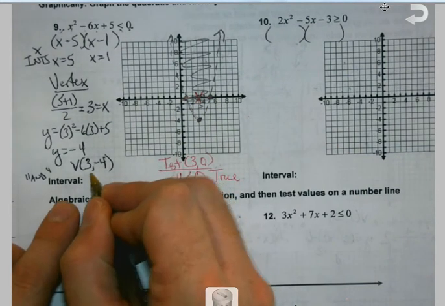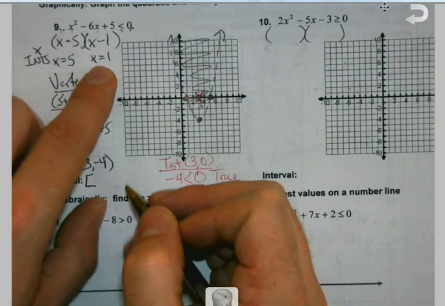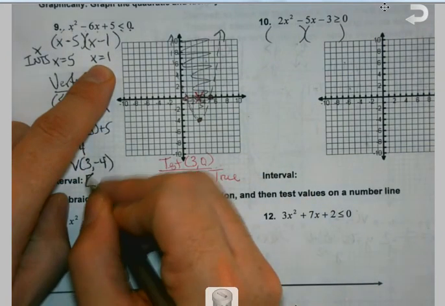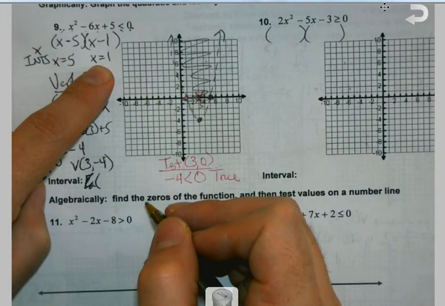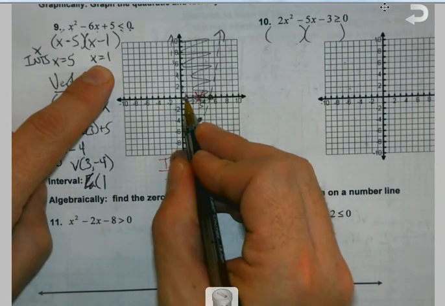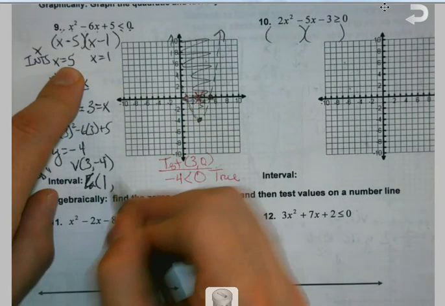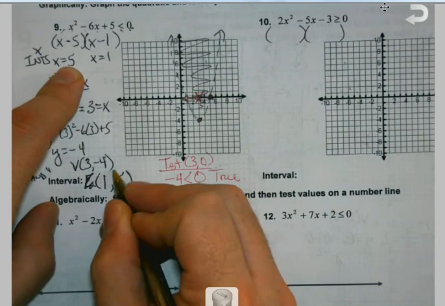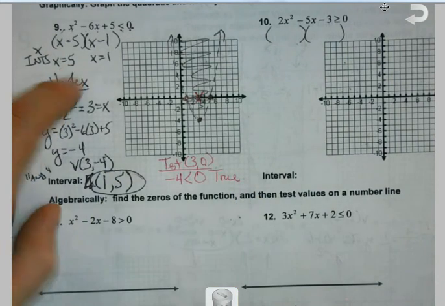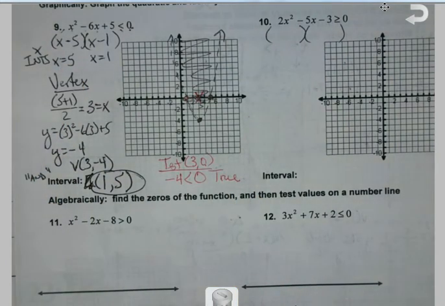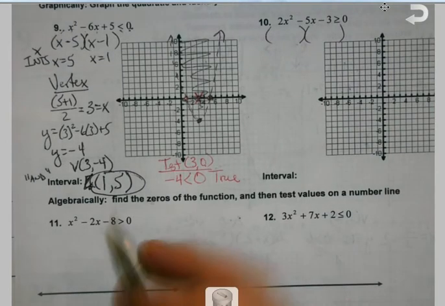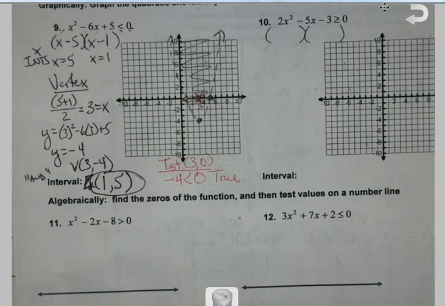So my interval notation would just go from my furthest left x-intercept, parenthesis, x-intercept 1, to my right x-intercept, 5. And I'm just looking for those values. So whenever we're inside, we're AND. If we're outside, we're OR, because they start heading off in both directions. And we're going to see that on the next one as well. And that'll be true when we're doing it algebraically as well.